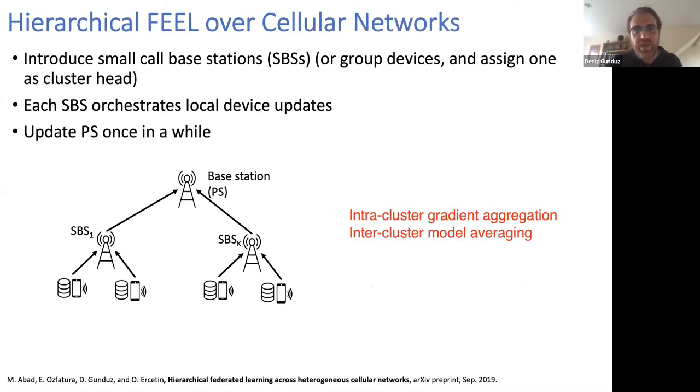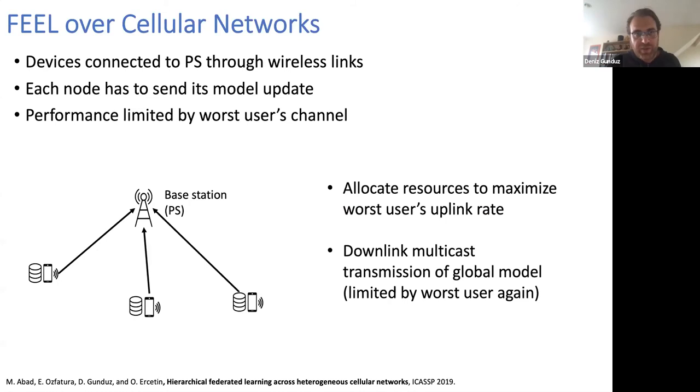Normally, if you want to do wireless federated learning, the devices all have to connect to this parameter server, which is typically a base station. And of course, we need to allocate the channel resources to all these devices, so they all divide them. Normally you would like to make sure that every device is able to send their updates, especially in the case of non-IID data distributions. But then you will be limited by the cell edge users.